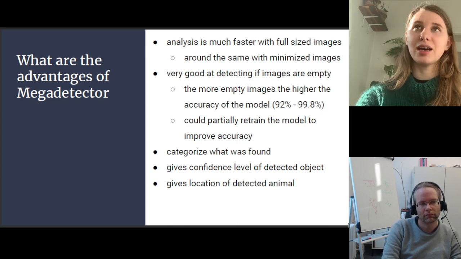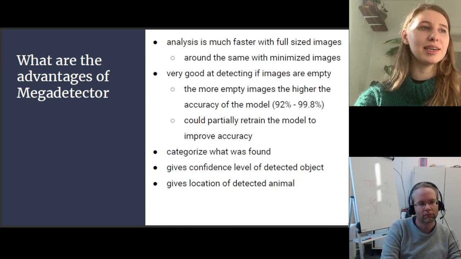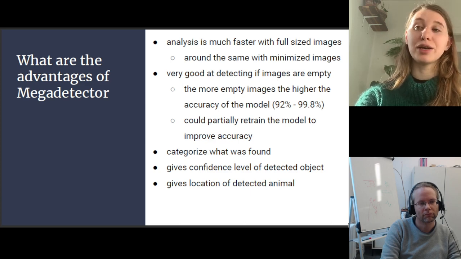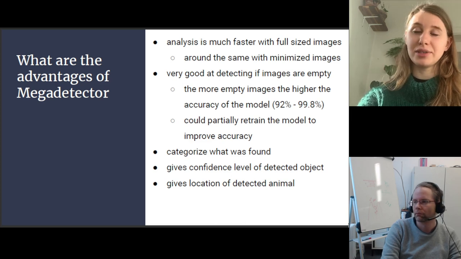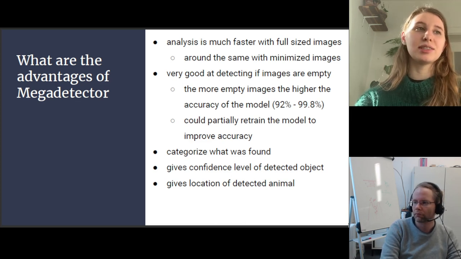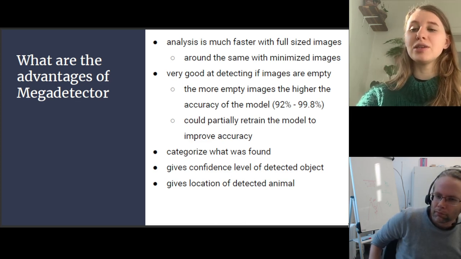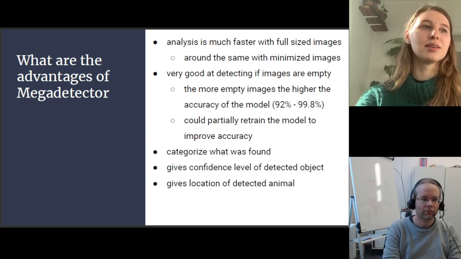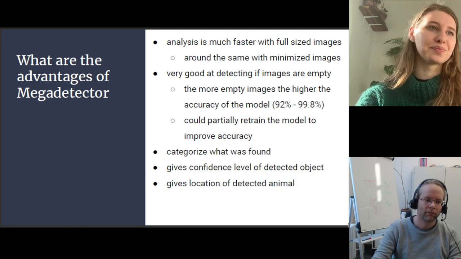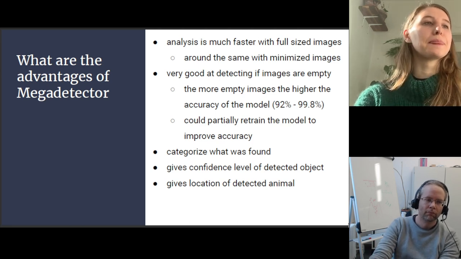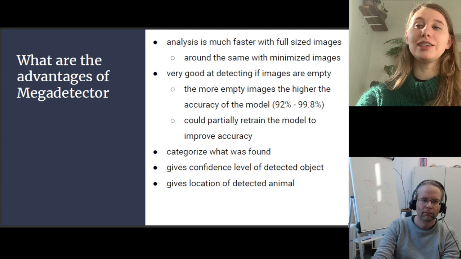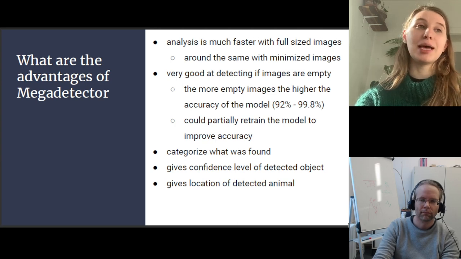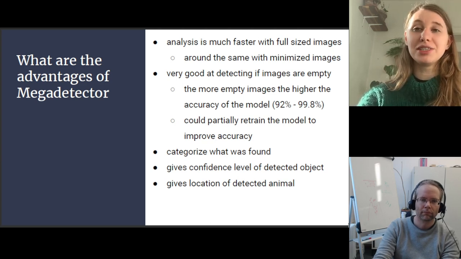And I also checked how good Megadetector actually is, because it's a model that wasn't trained by me. It was trained by Google on all kinds of images. And Megadetector has the options that it can detect empty images, but also different categories and what could be on them. And I will get into this in a second. But what I found is that it's really good at seeing if an image is empty. So the more empty images you have, the higher your accuracy is going to be.